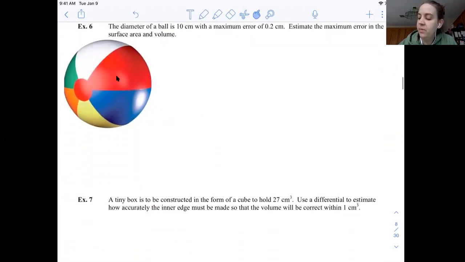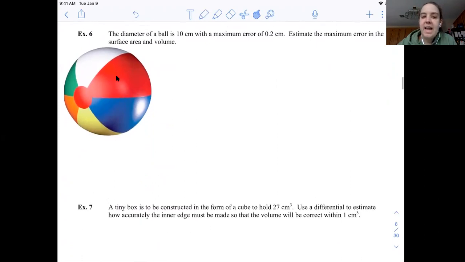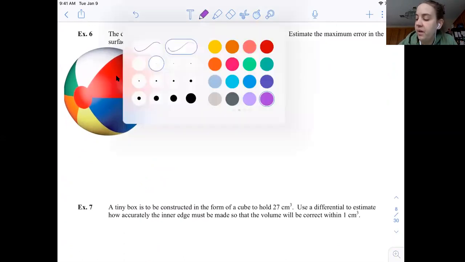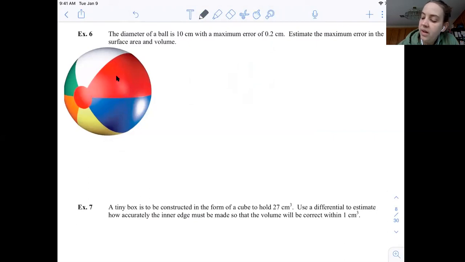Example 6, more round things. The diameter of a ball is 10 centimeters with a maximum error of 0.2 centimeters. Estimate the maximum error in the surface area and volume. So this is really a 2-for-1 problem. We've got 2 things going on here. Let's start with surface area. The surface area of a sphere, and nobody ever remembers this, is, I just panicked, 4 pi r squared.